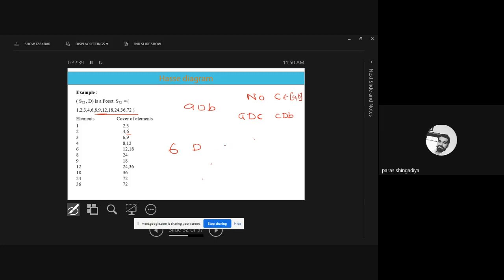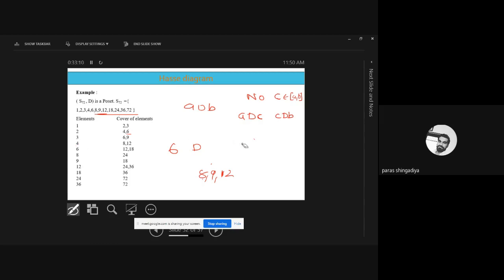And after 12, 18 is there. 6 divides 18. That is correct. And in between 6 and 18, you have 3 entries, 8, 9 and 12. So 6 divides 8. That is incorrect. 6 divides 9 is also incorrect. 6 divides 12 is correct. But 12 divides 18 is incorrect. Okay. 12 divides 18 is incorrect. Therefore, 18 is also a cover element of 6.